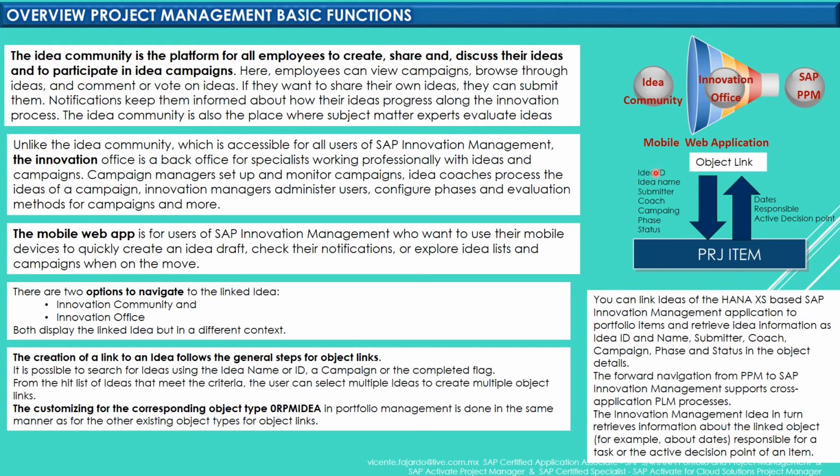So when we establish the object links, what information comes from innovation management? Well, from innovation management, we will receive the idea ID, the idea name, submitter, coach, campaign, phase, and status. And from PPM, we will send date, responsible, and active decision point.